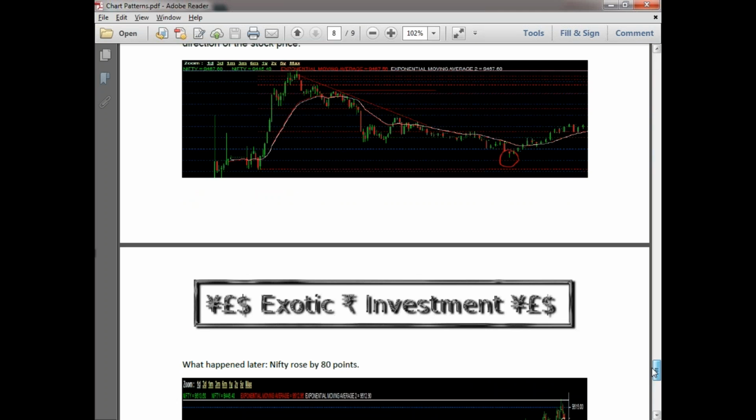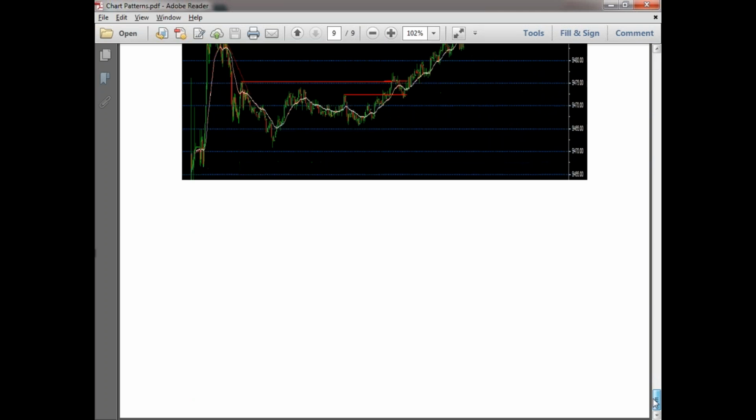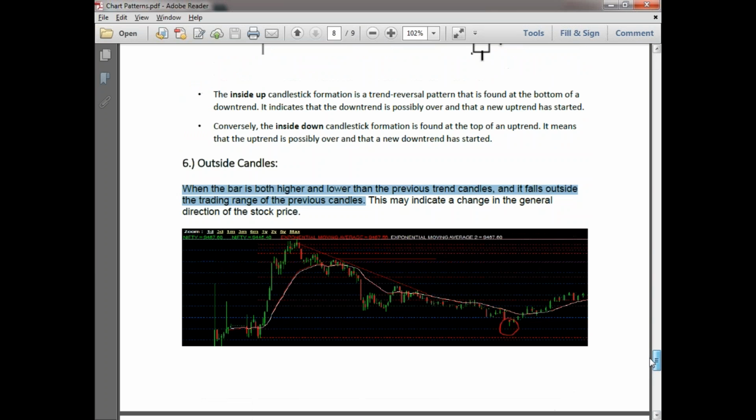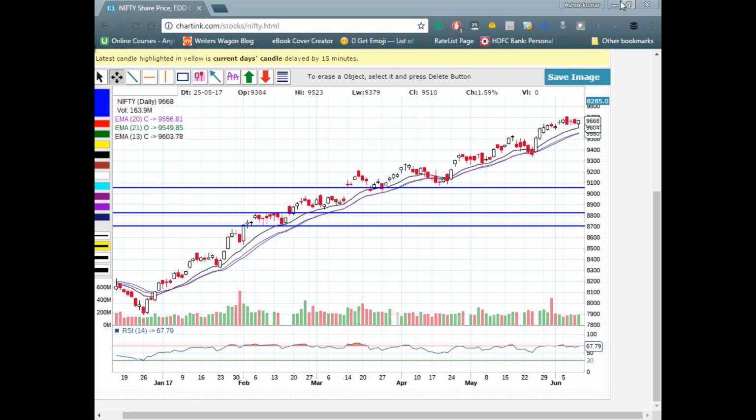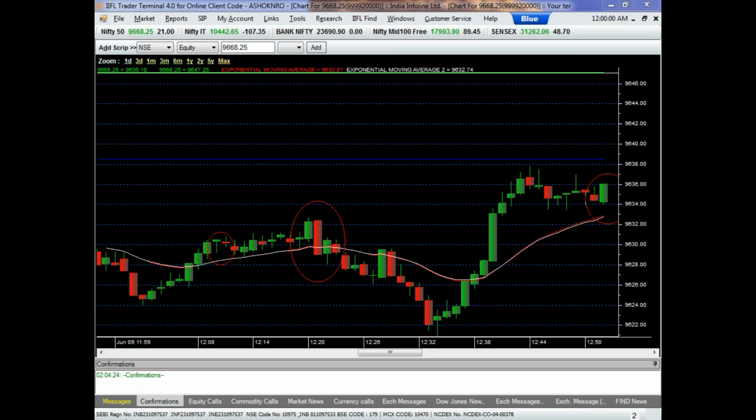Okay, so what happened later? Nifty rose by 80 points. That's a great up move. So we have one more to cover today, so we will go ahead with the next one.